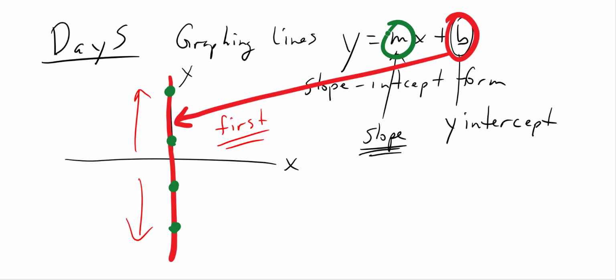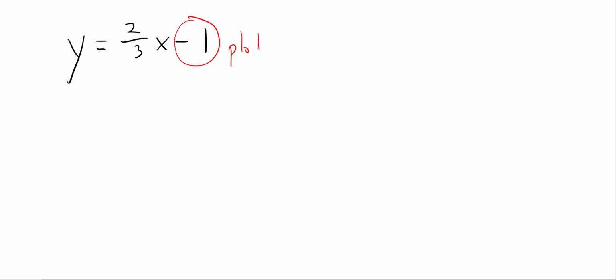Okay? So let me start with a couple basic ones in the correct form, and you'll see what's going to go on here. So let's say I gave you a problem like y is equal to 2/3 x minus 1. Well, what you're going to do, let me write the steps down here. Our first step is we're going to plot this. So this is step 1. Step 1 is plot the -1 on the y-axis.